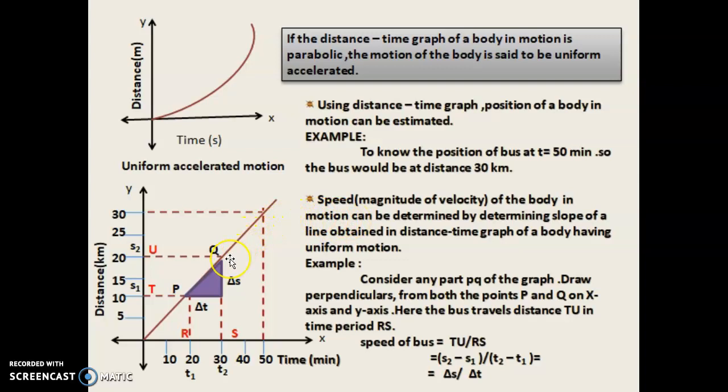So this is a graph for a uniform motion. Using this graph, we can find out the speed of the body. How can we find the speed? Draw a slope. At any line along this, you can draw any triangle. You can draw a triangle here, and here, and here also. So draw the triangle on this line.